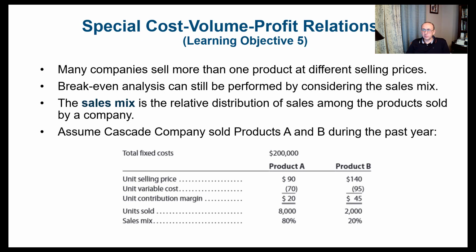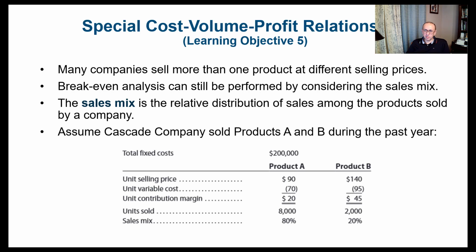Now let's talk about the special cost volume profit relationship. Many companies sell more than one product at different selling prices, and this is what we call a sales mix. I think we've been using only examples for one product, but in real life there are usually more than one product. But again, for simplicity, let's assume that we're having only two products as a sales mix. So the break-even analysis can still be performed by considering the sales mix. The sales mix is the relative distribution of sales among the products sold by a company.